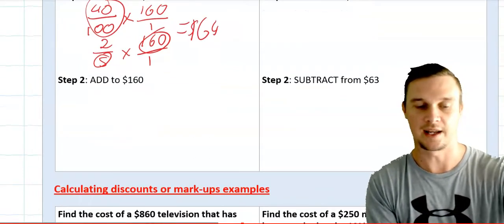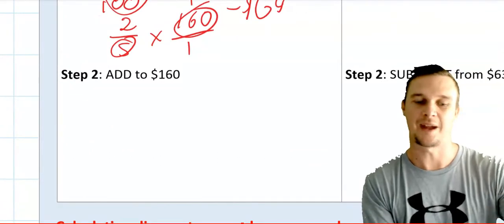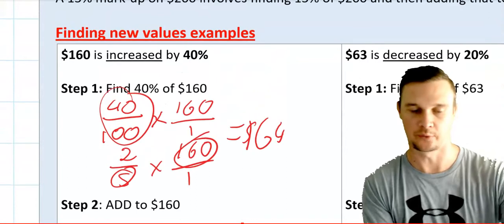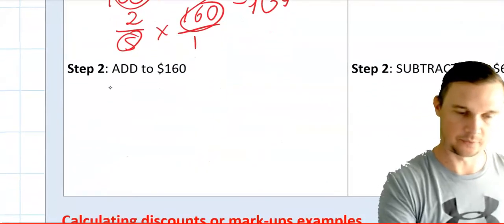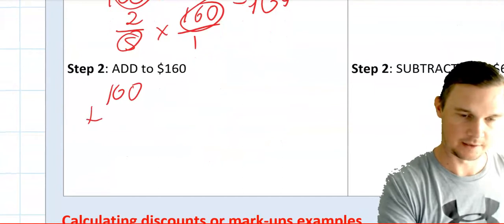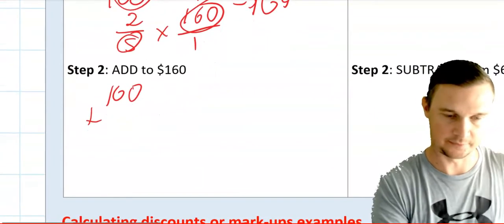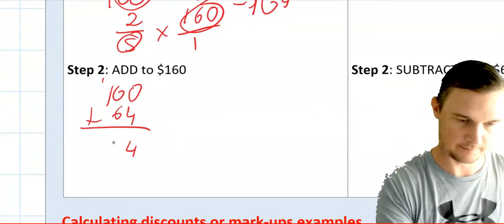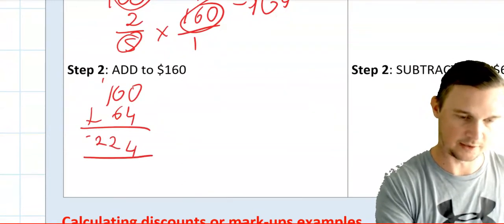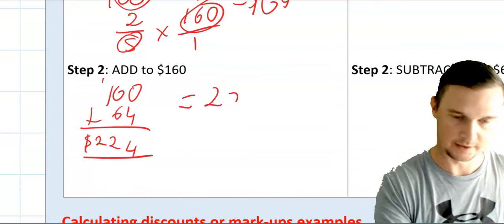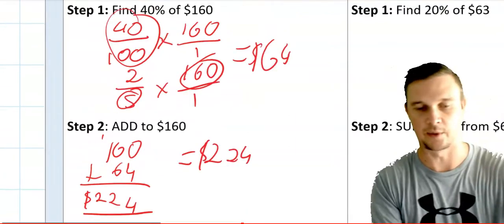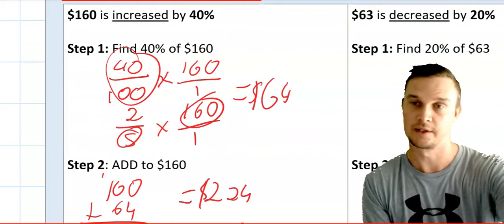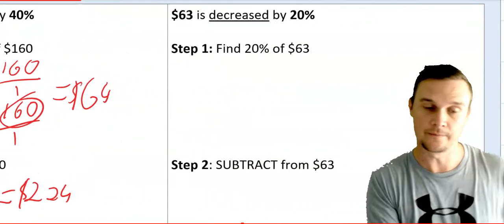Now the next step, now that I've got 40%, I'm going to go back and add that to 160, because remember it said it increased by 40%. So I simply have 160 plus 64. That will give me $224. Again, the steps that I went through: I found 40% first, and then I added that to the original price.